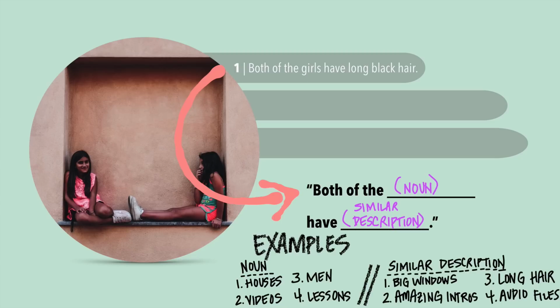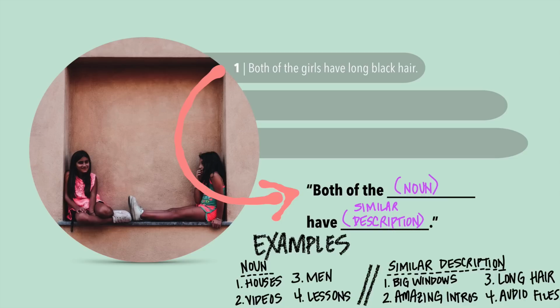So I've chosen 4 different nouns: houses, videos, men, and lessons. Now for the similar description, meaning adjectives that describe both of the nouns, I've chosen big windows, amazing intros, long hair, and audio files. So let's say I chose number 3, okay? My sentence would look like this.